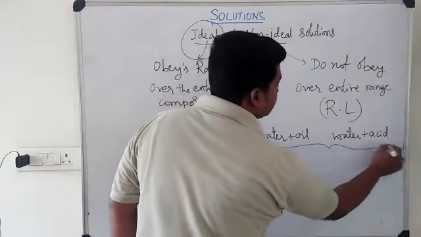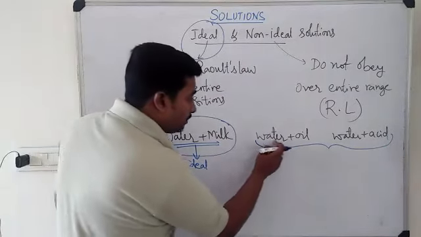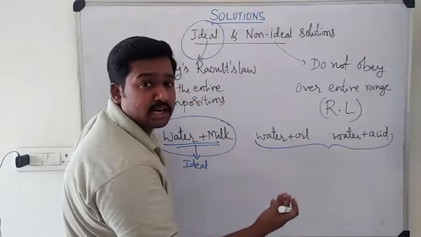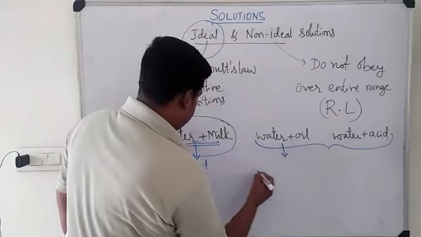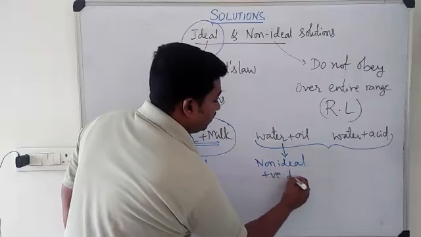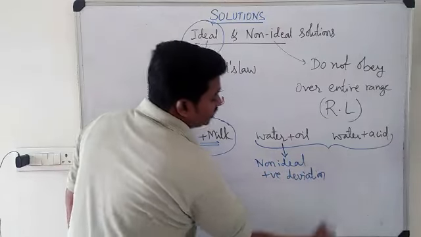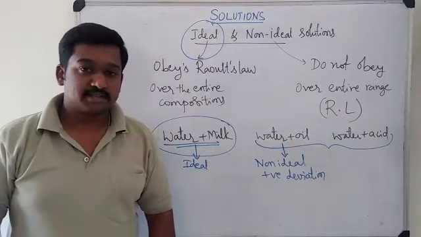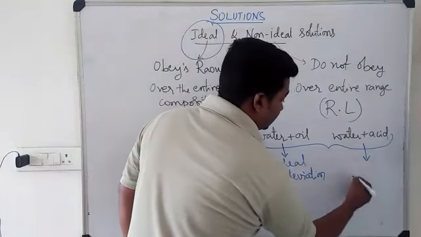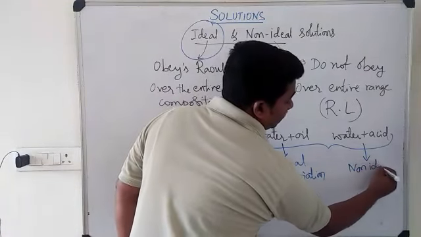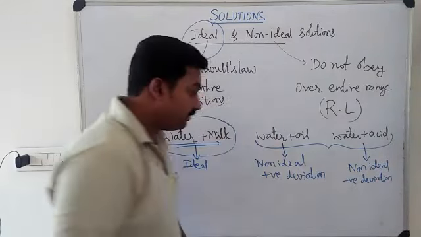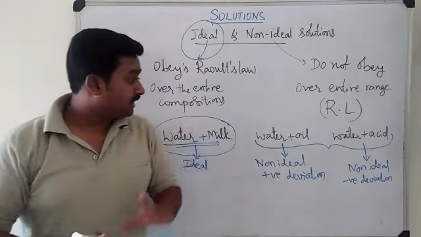Whereas in these two cases there are deviations. Water plus oil, these two do not mix. They do not form a uniform mixture at all. Such a mixture will be called non-ideal positive deviation. Why positive deviation? We will see in graphs. In case of water plus acid, it is non-ideal again, non-ideal negative deviation. Why negative deviation? Even that we will see in the graphical representation.